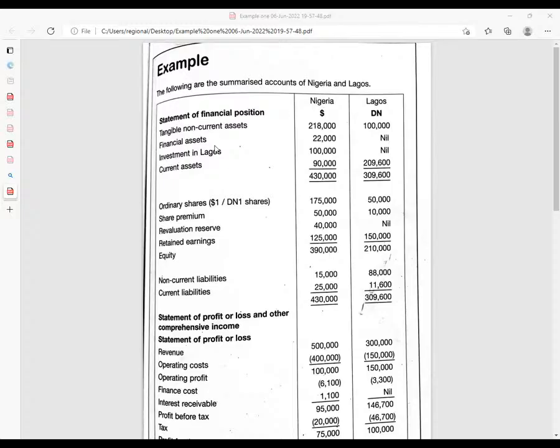We have financial assets there. The next thing is financial assets. The third thing there is investment in Lagos. So there is no way we shall have an investment in Lagos. Lagos is our subsidiary. We can't really talk of us investing in ourselves. Investment in Lagos will be replaced with what we call goodwill. And then now we have what we call the current assets.